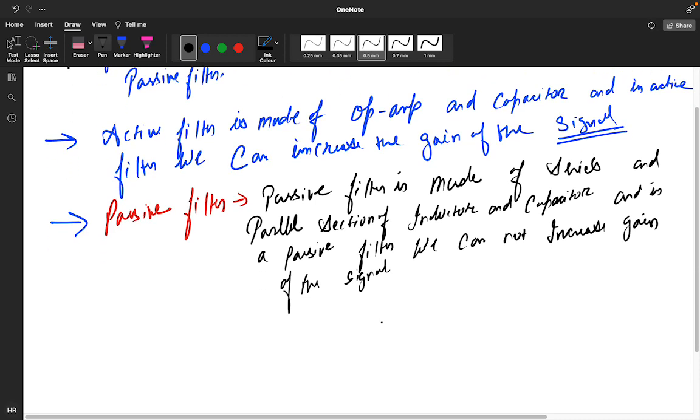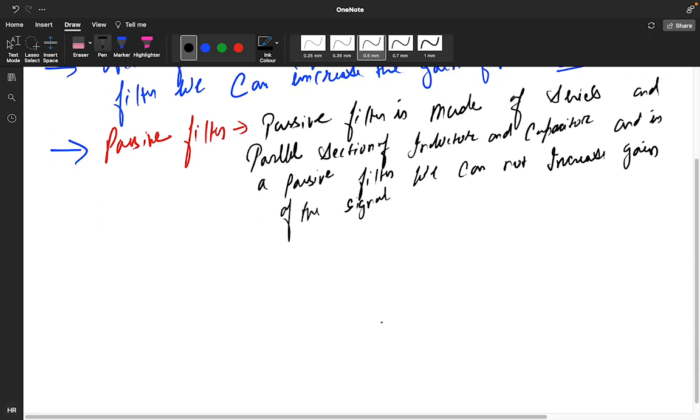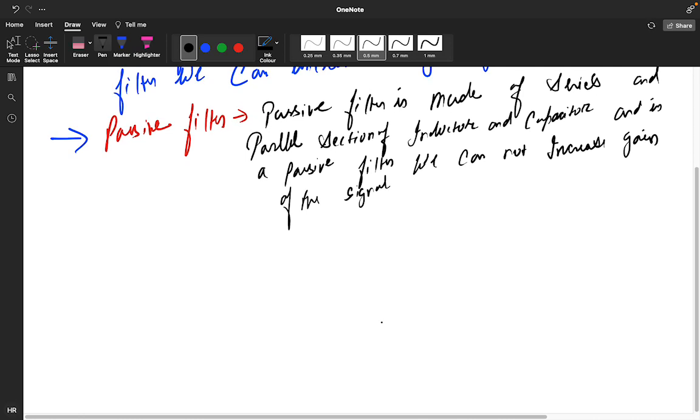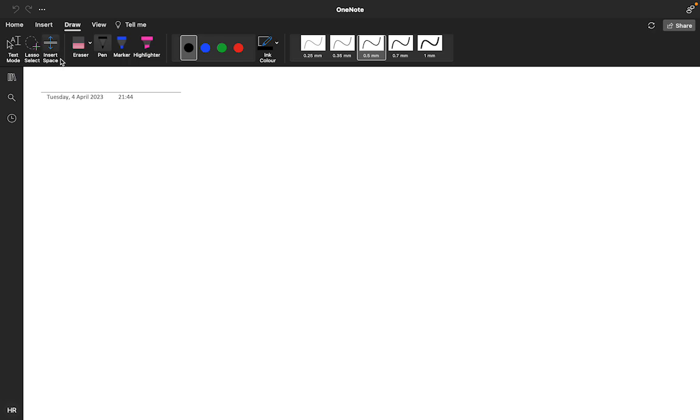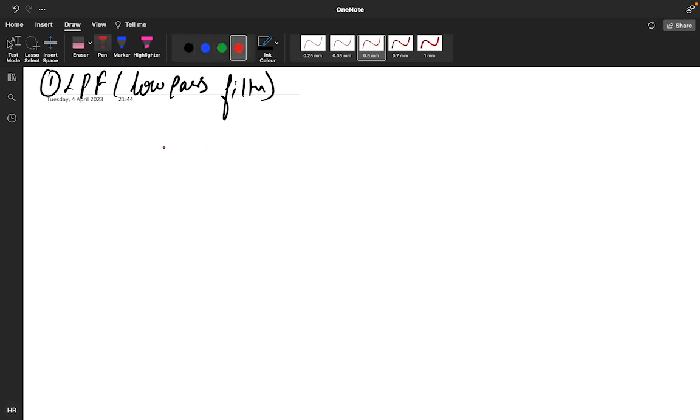Now, according to frequency, filters are classified in the following categories. Low frequency is there, high frequency is there. Suppose you want to create a low pass filter. How will you create the low pass filter? You will connect one resistor.